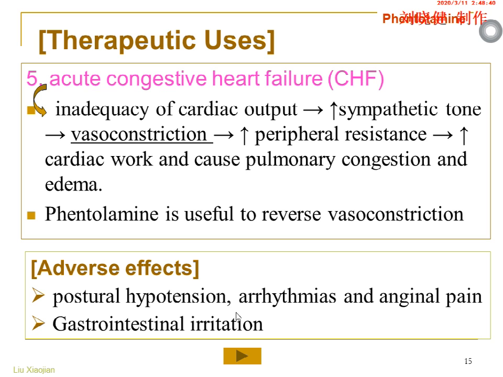Because actually, with body posture change, the blood pressure also has a little alteration. This is usually regulated by the sympathetic nerve, depending on activation of alpha-1 receptor. But here, these are alpha blockers. So phentolamine blocks alpha-1 receptor in the blood vessels. So usually the patient has postural hypotension, and it has a positive effect on the heart.